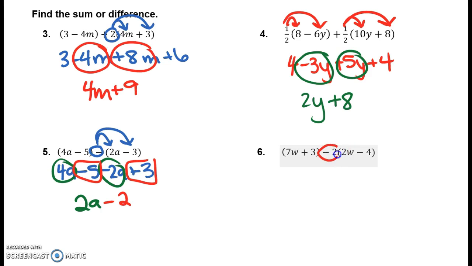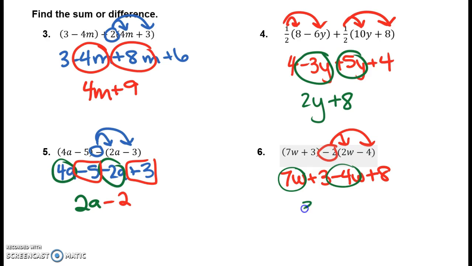Number 6, now I need to distribute the negative 2. So this is 7w plus 3 minus 4w plus 8. Once you've distributed the negative 2, combine your terms. 7w minus 4w is 3w, and 3 plus 8 is 11.